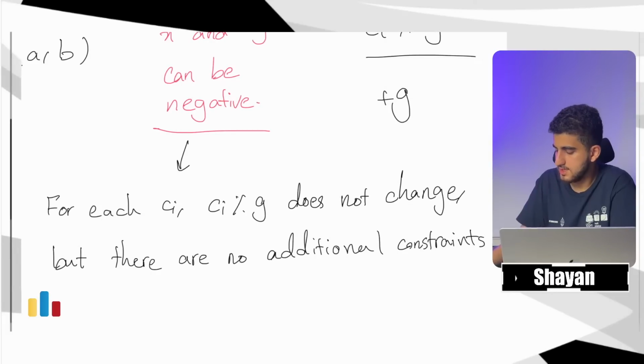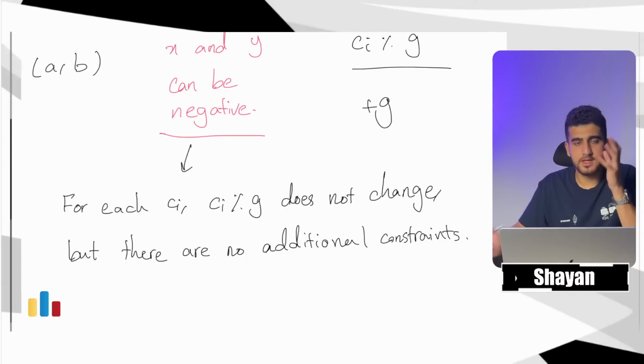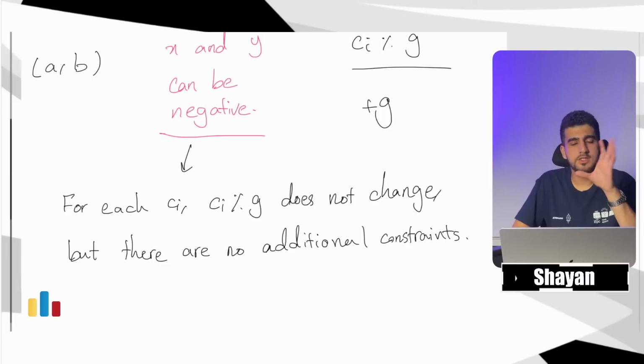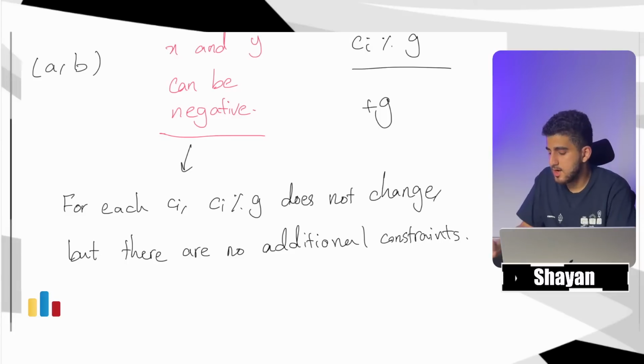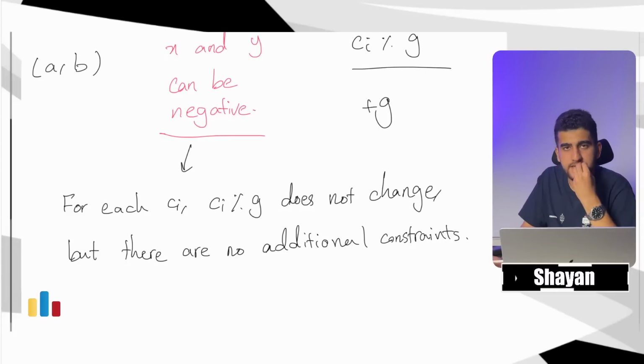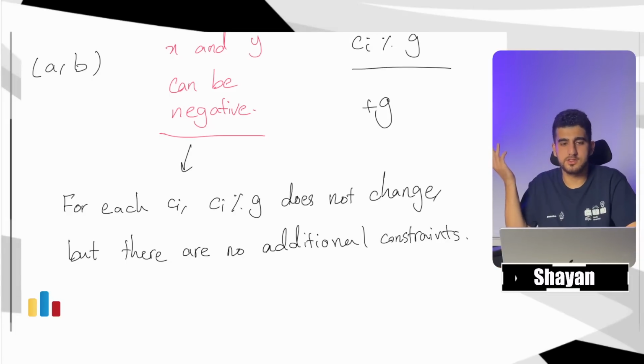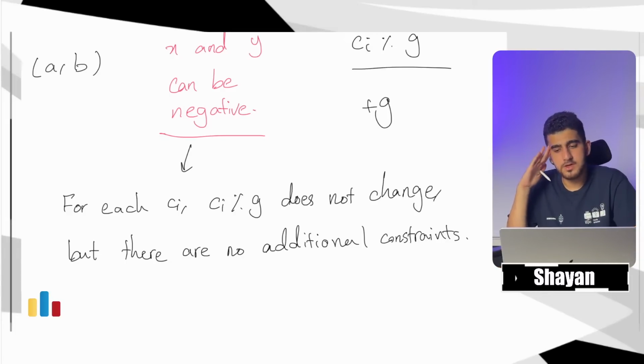So for each CI, we know that if X and Y can be negative, CI modulo G does not change, but there are no additional constraints. Now I want to show you that if X and Y cannot be negative or they can be negative, the final answer does not change. So we can assume that X and Y can be negative.